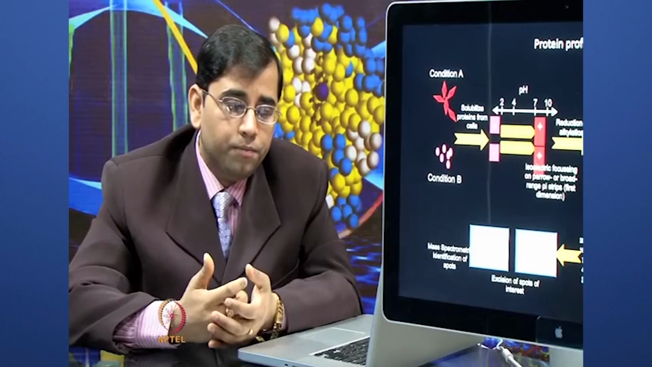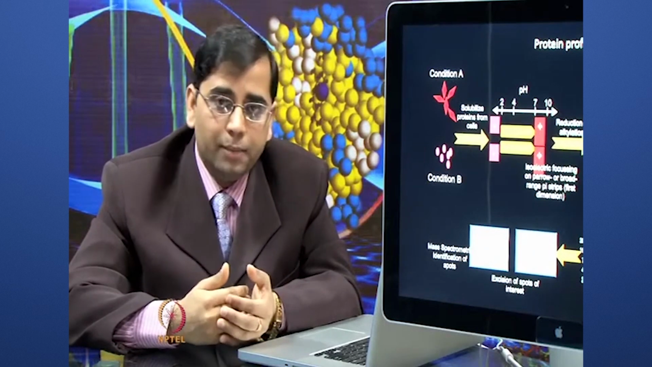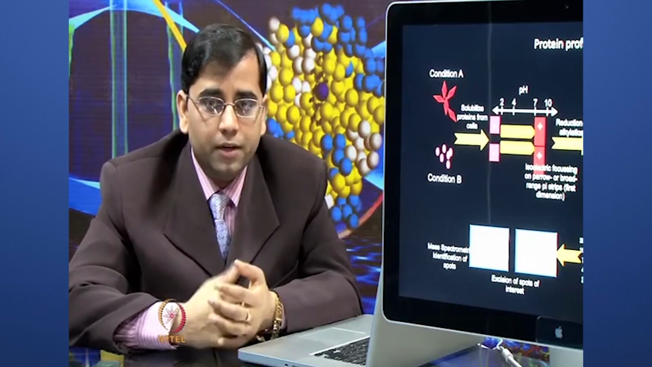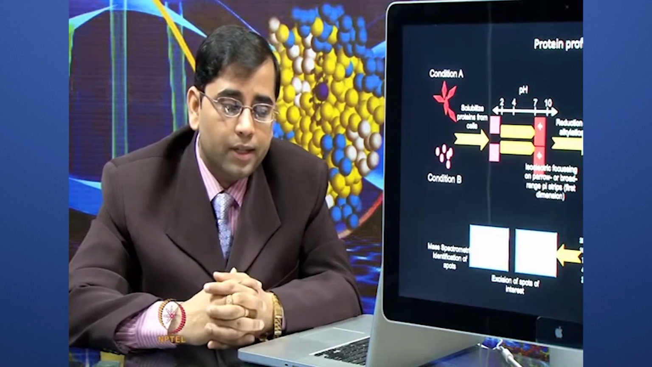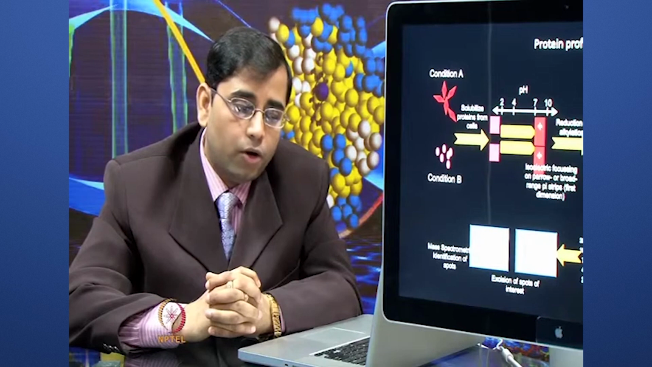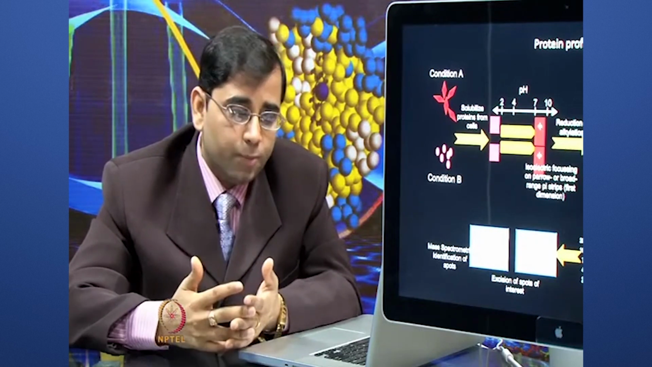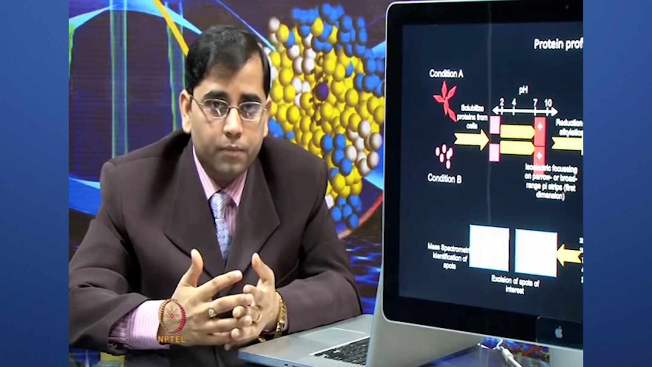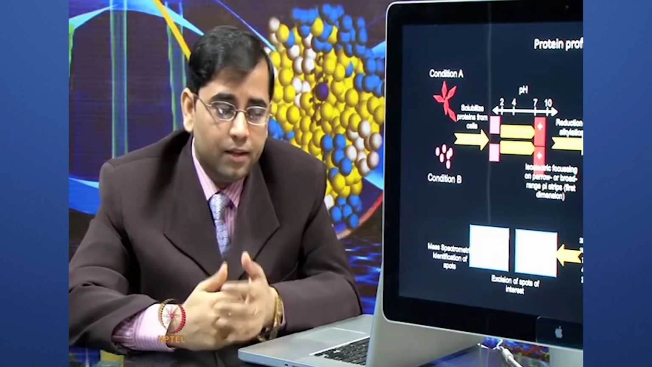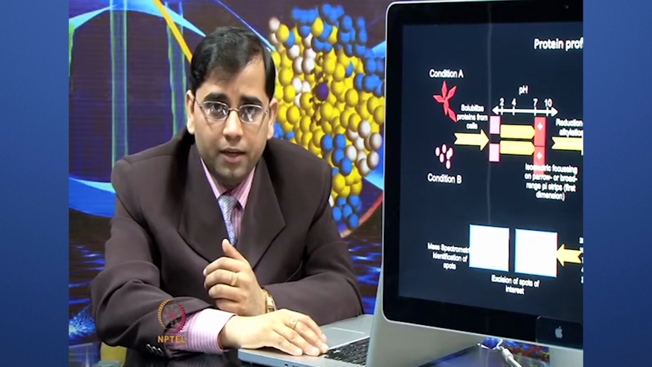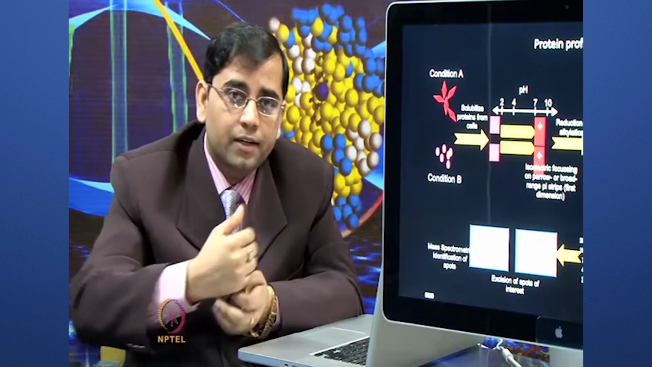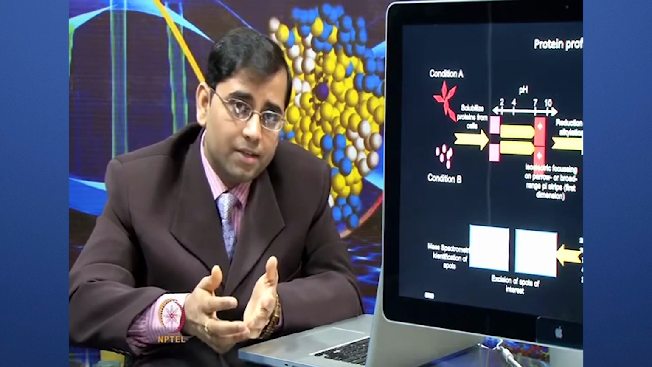Then, depending on your staining method, whether Coomassie Brilliant Blue or silver stain, different types of fluorescent stains, or autoradiography, you can visualize the protein spots. Now, one can compare these images from condition A to condition B, and if there are some proteins which are different in their expression, those can be the proteins of your interest.